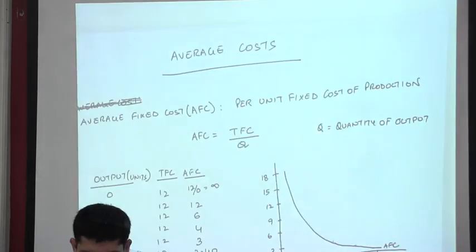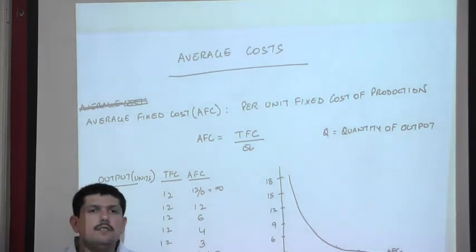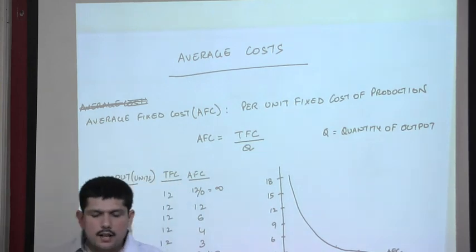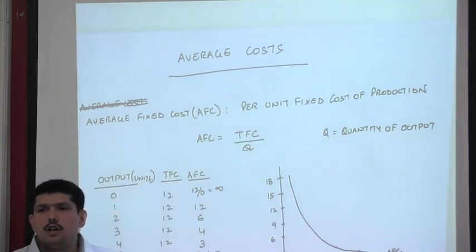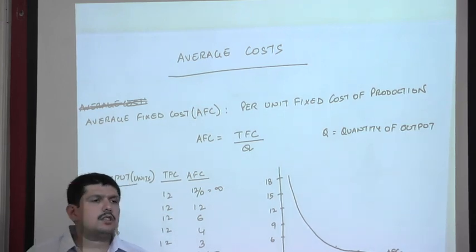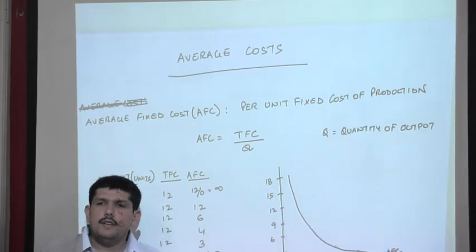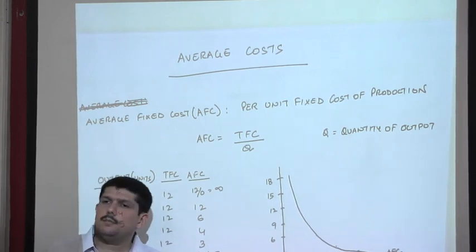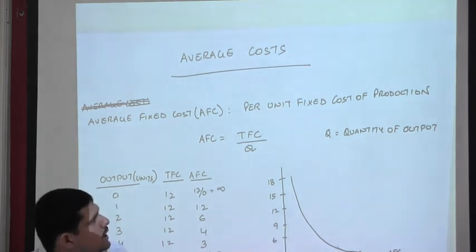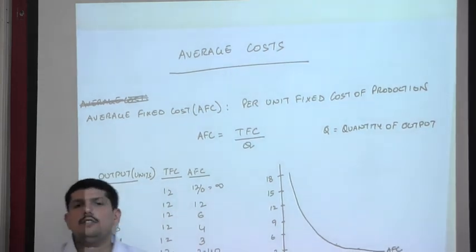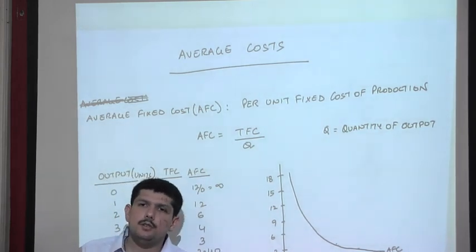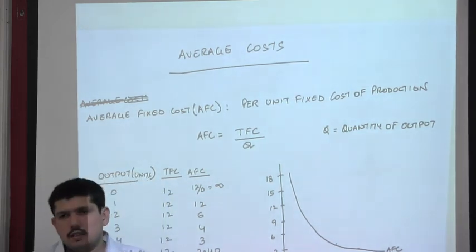So the best measure of gauging whether the cost which has been incurred is efficient or not efficient will be to look at it from the average cost perspective, right? So for average cost, since we have fixed cost, variable cost and total cost, we'll have average fixed cost, average variable cost and average total cost. So what is average fixed cost? Average fixed cost is per unit of fixed cost, right? So total fixed cost divided by the quantity which is produced will be known as average fixed cost.